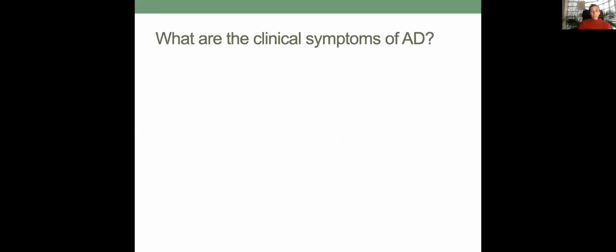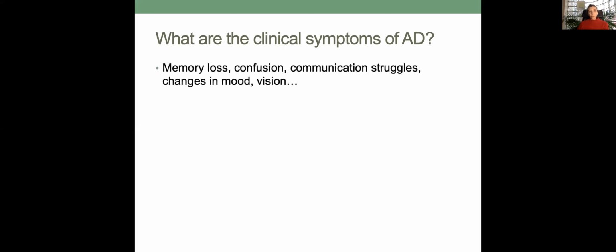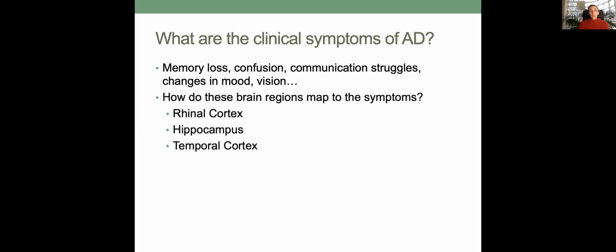Let's think back a little bit about the symptoms of Alzheimer's disease. Remember, it's highly characterized by memory loss, confusion, communication struggles, changes in mood, changes in vision. And it starts to make a lot of sense when we look at the function of these brain regions.